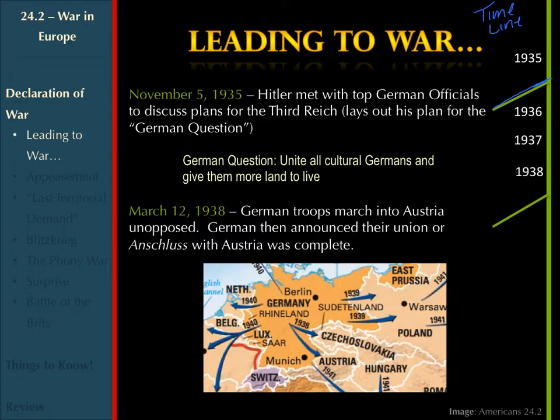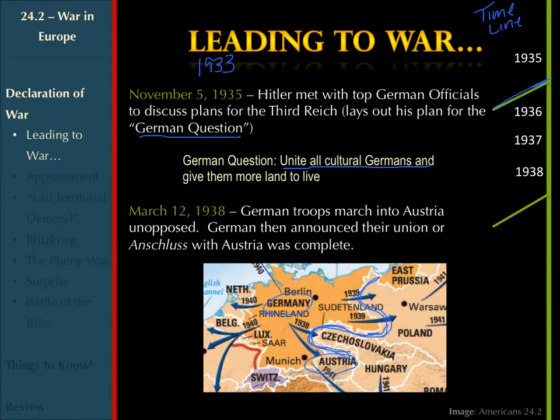So we're starting in 1935 when Hitler meets with top German officials. Now remember, Hitler was elected into office in 1933, and two years later he meets with top officials to discuss plans for this German question. And remember, the German question was the idea that he wanted to unite all cultural Germans, so anyone who spoke German, in one country and give them more land. This would be the people that lived in Germany, in Austria, in the outsides of Czechoslovakia and Poland here. This was all occupied German-speaking people.